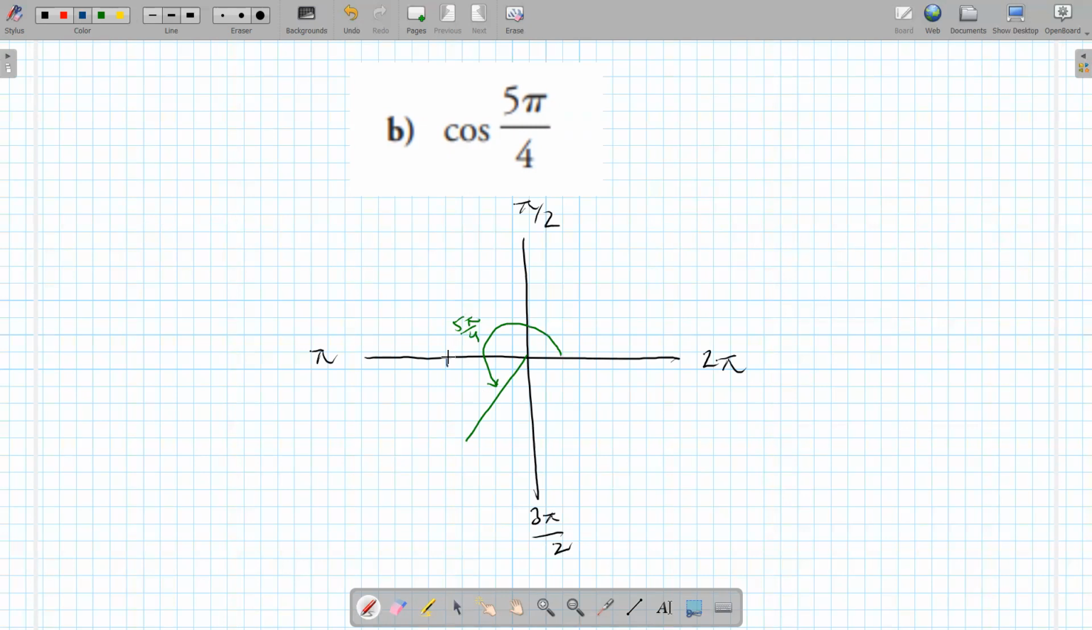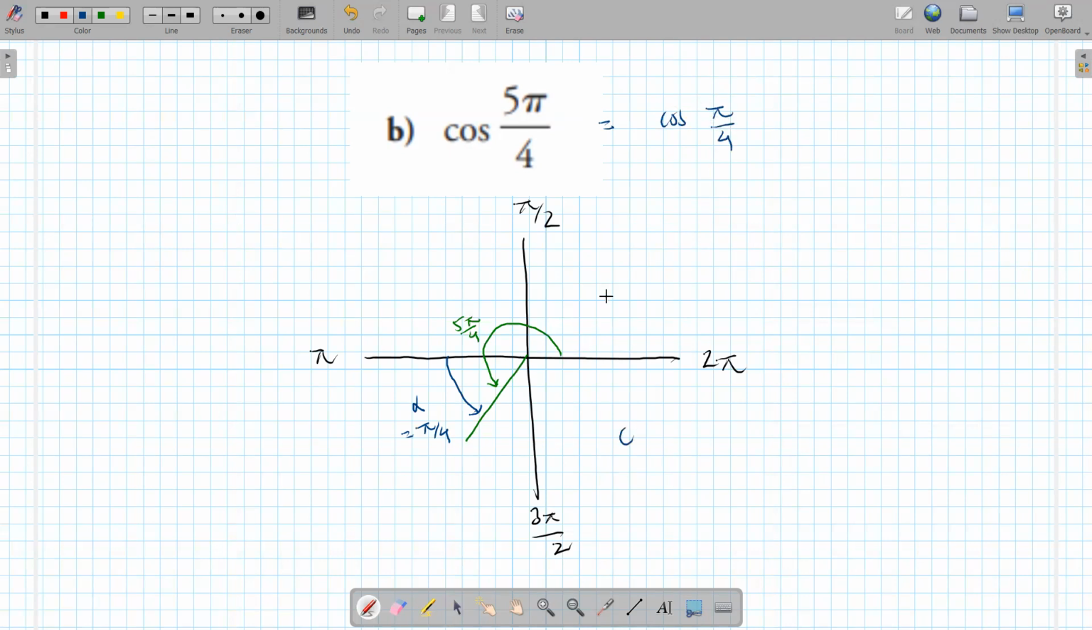What is going to be your acute angle? In other words, how far is phi, 5 pi over 4, from pi? You just subtract them. Think about it. How far is 5 over 4 from 1? In other words, 1 over 4, exactly. So your acute angle there is going to be pi over 4. So cosine of 5 pi over 4 is the exact same thing as cosine of pi over 4.